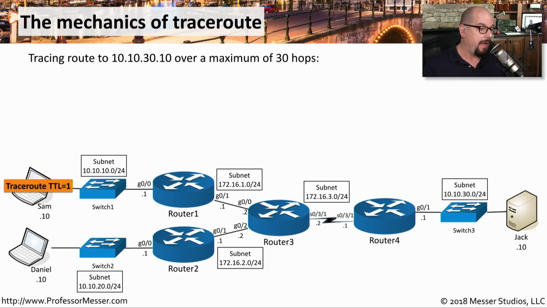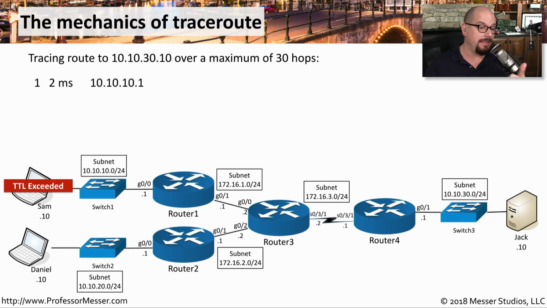The first thing that will happen is Sam will send out a packet that has the traceroute TTL set to 1. That means when this packet hits the first router, the router will decrease the time to live by 1. And when the time to live hits 0, which it will on this first router, a time to live exceeded is now sent back to Sam.